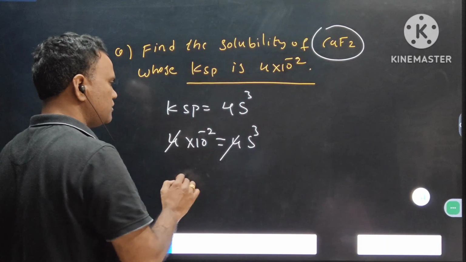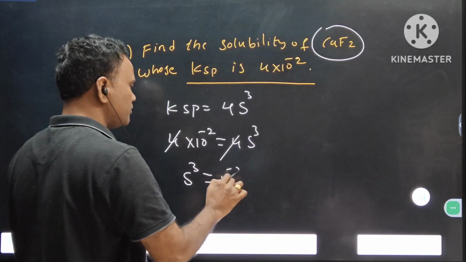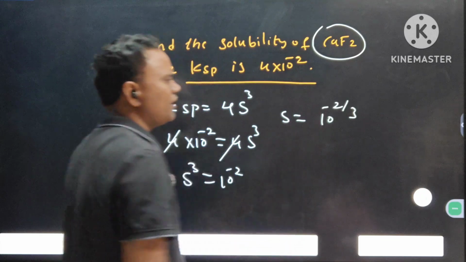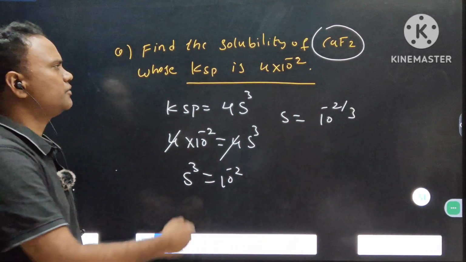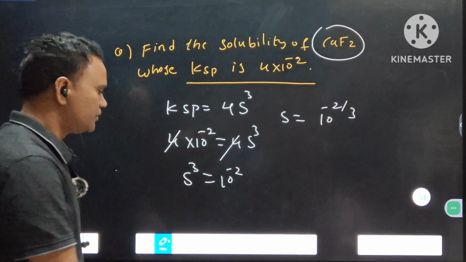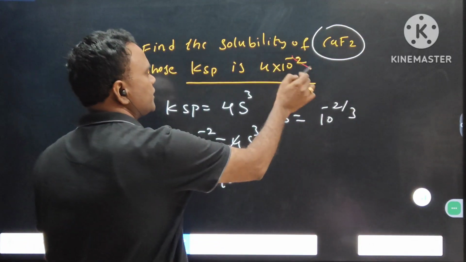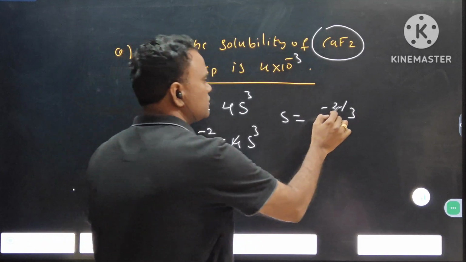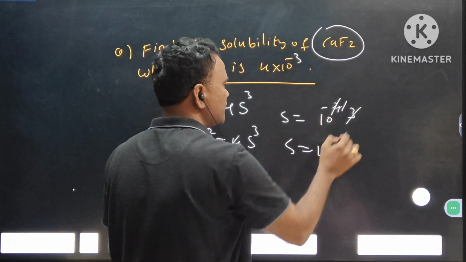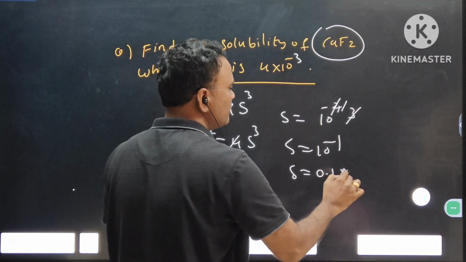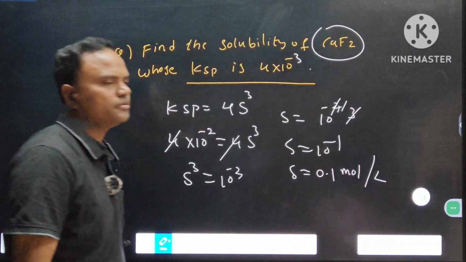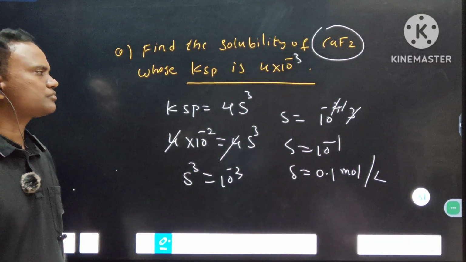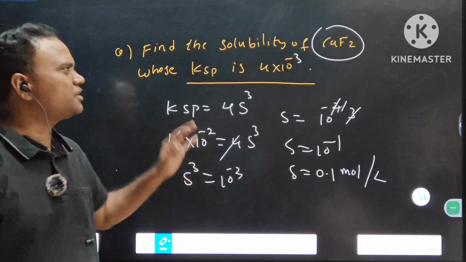4 will get cancelled, so S cube is equal to 10 power minus 2, and S is equal to 10 power minus 2 by 3. This is random data given to you. Generally you will get appropriate data. For example, if I take minus 3, then S is equal to 10 power minus 1, that is 0.1 mole per liter. But see the procedure, how we did this. This is a basic level question.